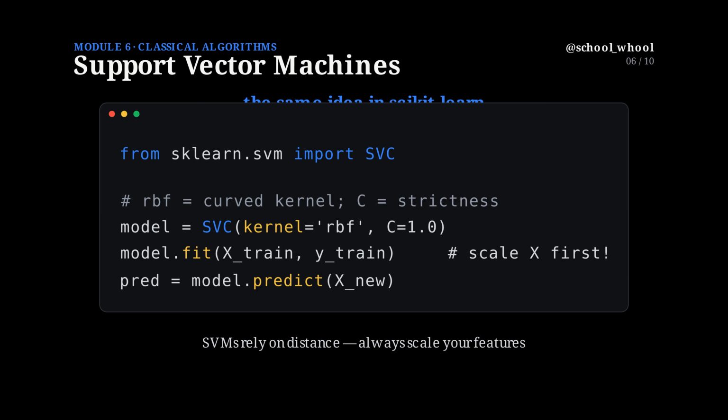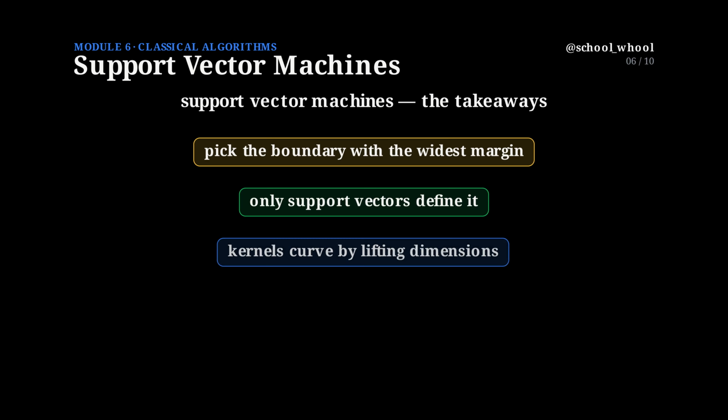So a support vector machine finds the boundary with the widest margin, defined by a few support vectors. And the kernel trick lets it curve, by lifting the data into higher dimensions. Next, an algorithm that reasons with probabilities instead of geometry, naive Bayes.